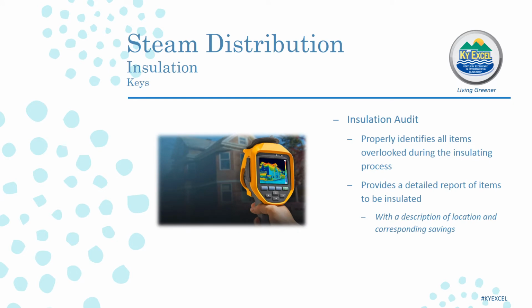Opportunities for increased efficiency can be identified by performing an insulation audit. This process properly identifies items which were overlooked during the initial installing process. An insulation audit will provide a detailed report of items to be installed along with a description of the location and corresponding savings.